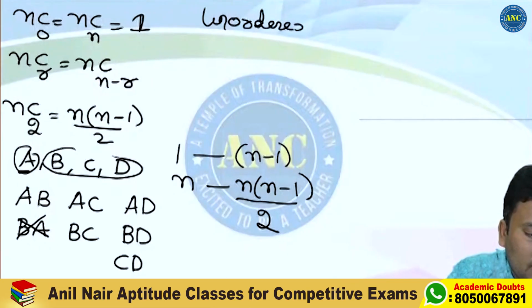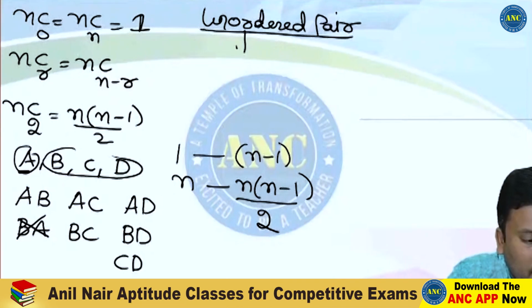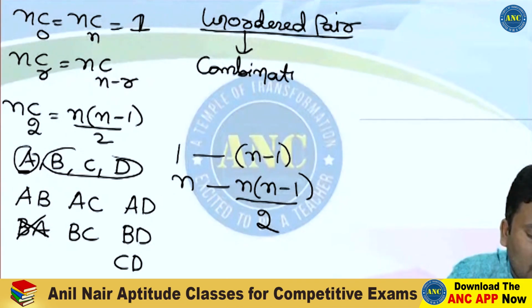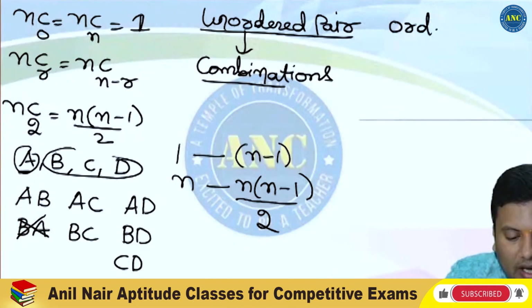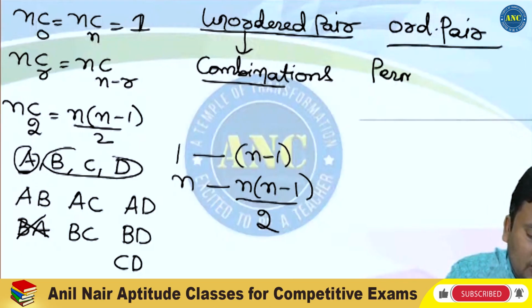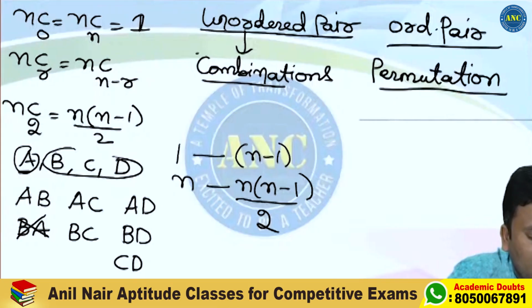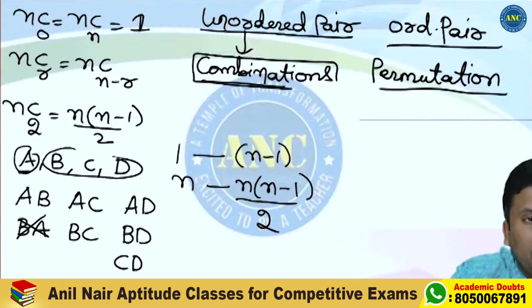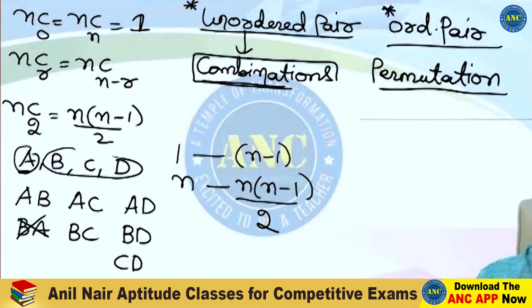Unordered pair. If there is the wording unordered pair, I will use combinations. If it is an ordered pair, I will use permutations. So permutation and combination is just a nomenclature given in the number system for an ordered pair and an unordered pair. First, let me explain what an ordered pair and an unordered pair are.